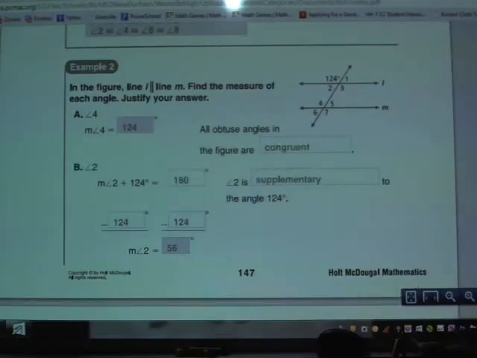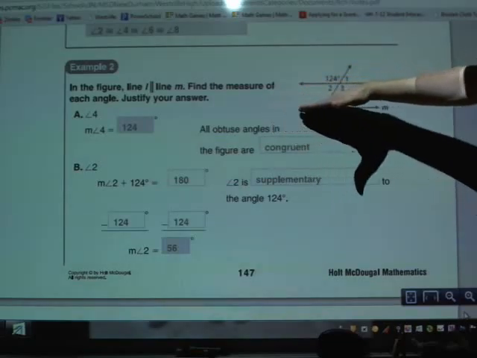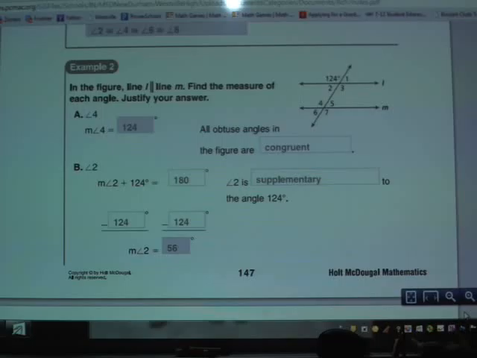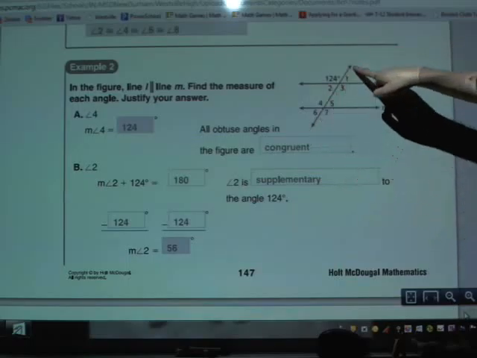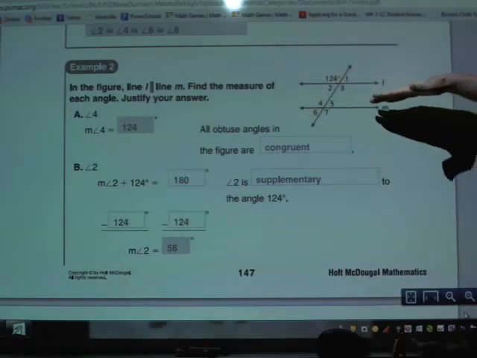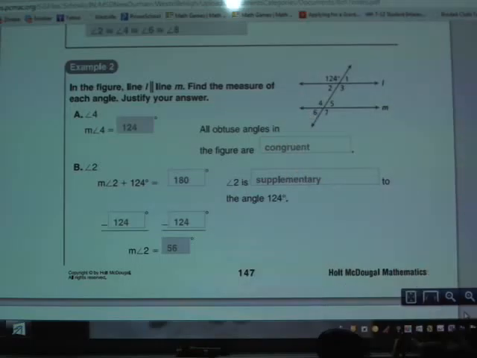What they're telling us in the directions for question 2 is that line L is parallel to line M. So these are my parallel lines, and we're supposed to find the measure of each angle. Just to go back and talk about a vocab word really quickly, this line that cuts across those two parallel lines, line L and line M, is called a transversal. That's all a transversal is, simply a line that cuts across other lines. In this case, it's cutting across two parallel lines.